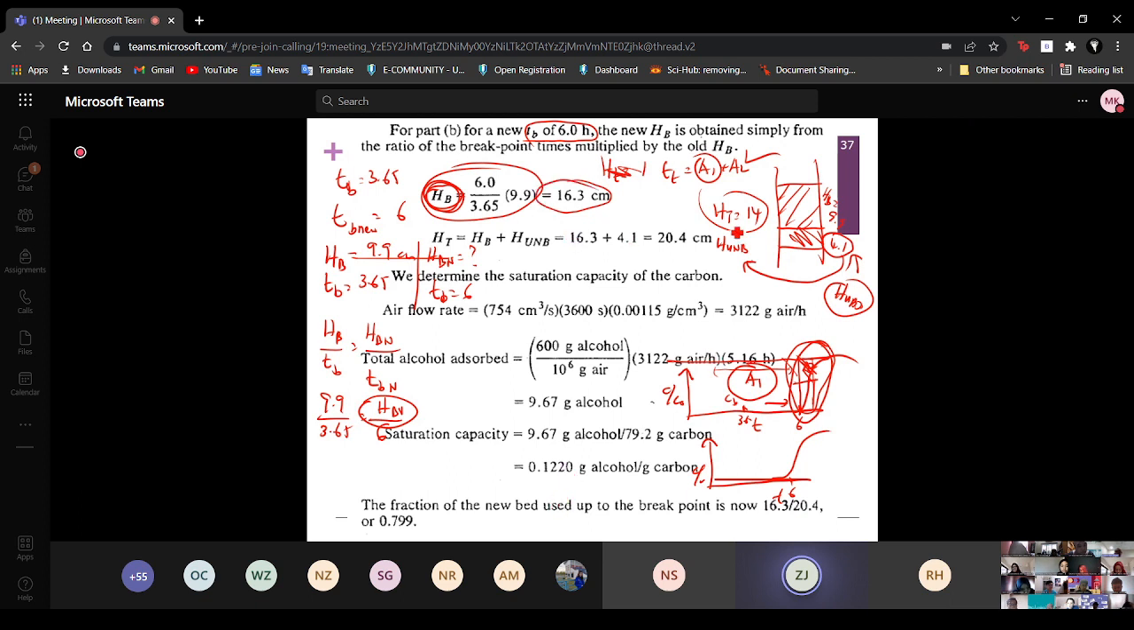So now from 9.9, the bed now become the HB punya zone adalah 16.3. Nak dapatkan total, you kena tahu HUNB. You know that HUNB punya area remain the same, adalah 4.1. So you just add on, you akan dapat HT is equal to 20.4. So dia dapat kat sini lah. Finally. Okay, this is how kalau you buat longer punya column, berapa you nak kira yang baru. So this is how lah you want to solve it.